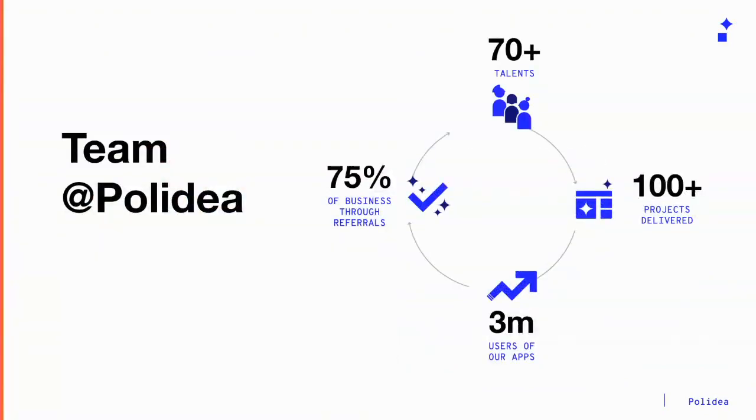Good. A few words about Polidea. We have a team in Poland, in Warsaw. Everyone is in Warsaw, in one place, in one office. We have more than 70-ish people. We delivered a lot of projects, more than 100. The 3 million users of our apps, we have to put something to match King. 3 million is not that big, but still. And I think this number is outdated, 75%, maybe 80, 90% of our business is through referrals. So I think we do a good job.